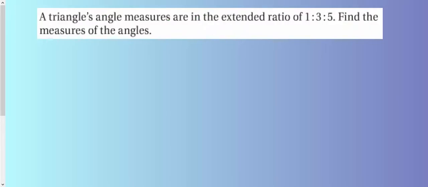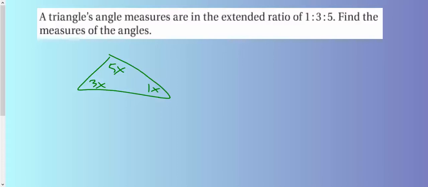All right, a triangle's angle measures are in the extended ratio of 1 to 3 to 5. Find the measure of the angles. Okay, these problems come up a lot as well. So you have extended ratio 1 to 3 to 5. So you can do 1x, 3x, 5x. A lot of questions like these, very, very common.